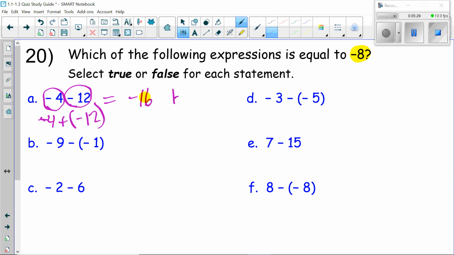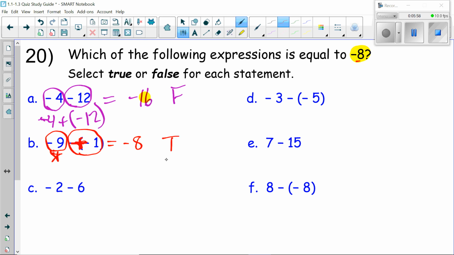All right, anytime you see double negatives like this, when you subtract a negative, you're really adding a positive. You do the opposite. So our integers are -9, +1. -9 has more negative than the positive. Different sign subtract. We're going to keep the negative sign. 9 minus 1 is 8. Answer is -8. We were looking for a -8, so this answer is true.